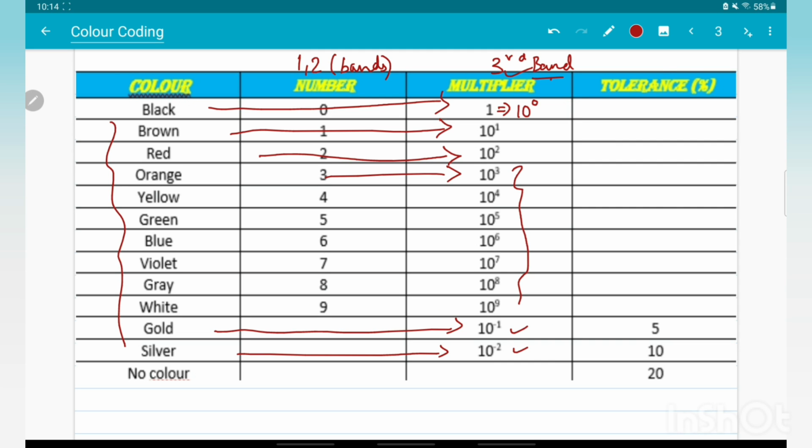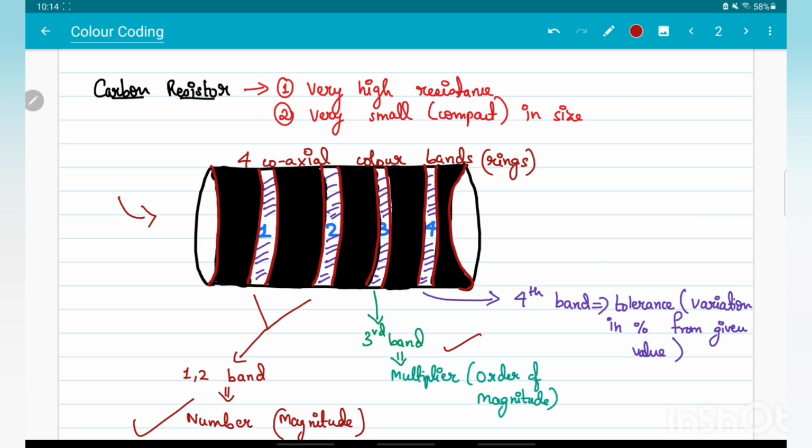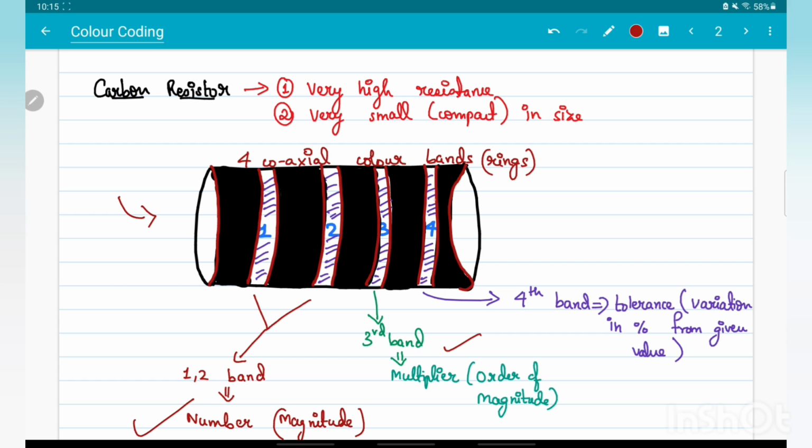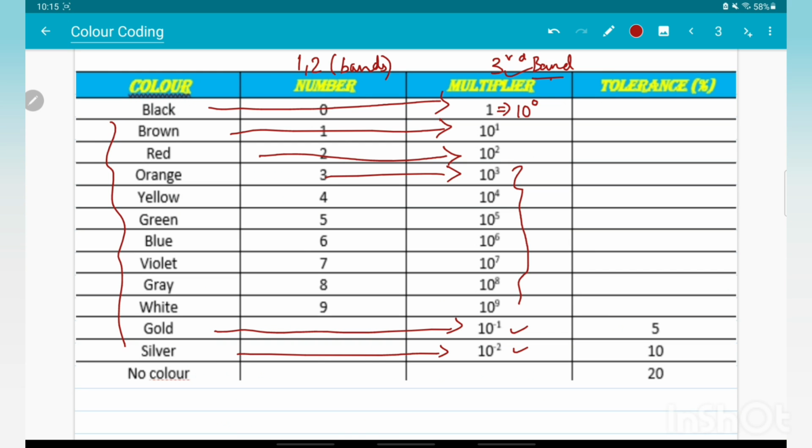Then comes the tolerance percentage. So as you can see here in this carbon resistor, the first two bands will give us the number, the third band will give us this multiplier value, and the fourth color band will tell us about the tolerance percentage. This we will get to know from the color of the fourth band or the fourth ring on the carbon resistor. Usually you have tolerance percentage for all these colors also, but that is not important.